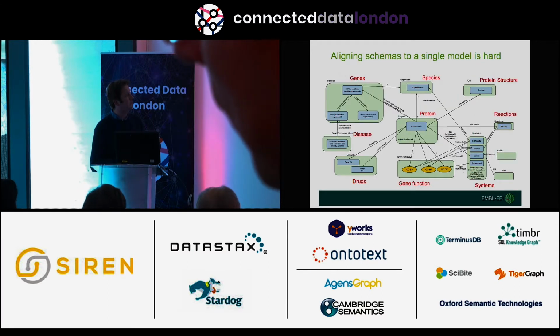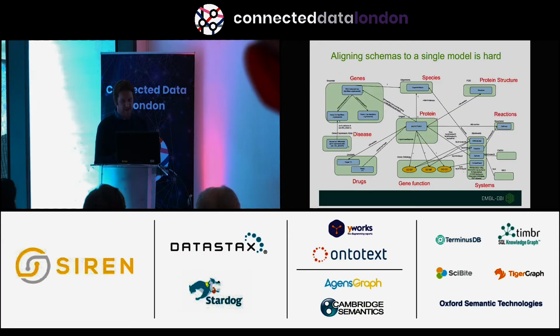This is just a little schematic of the underlying schema in the RDF platform, so you can imagine all the obvious things. We connect genes to proteins, we've got information about the structures, linking through to reactions, protein function, drug targets, and disease. So this is the underlying schema.